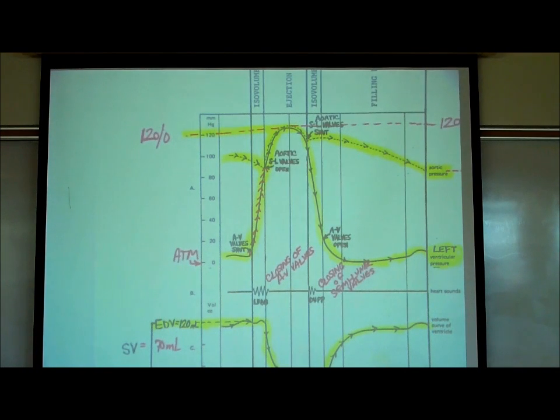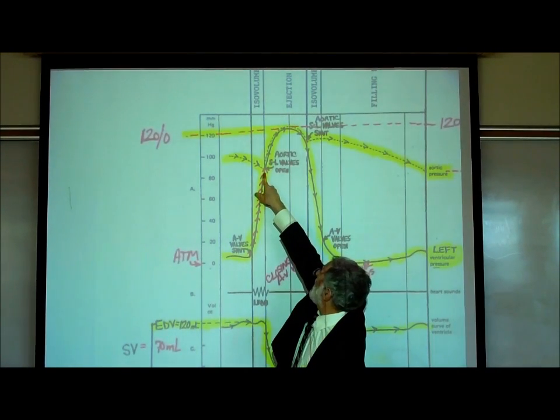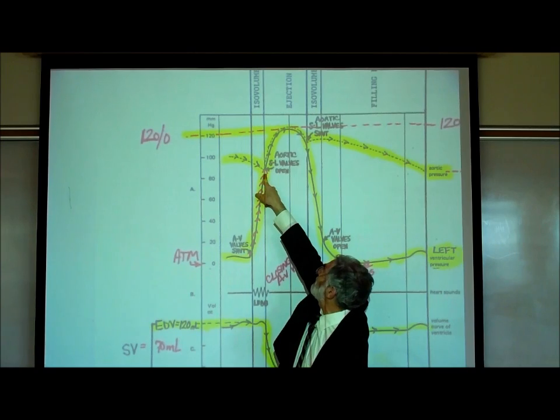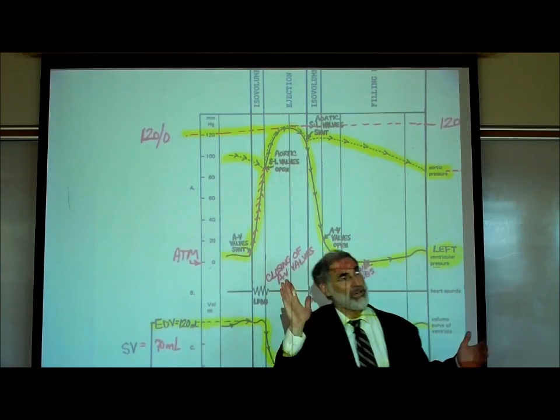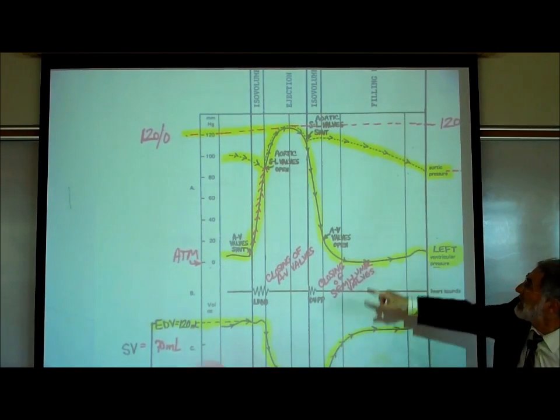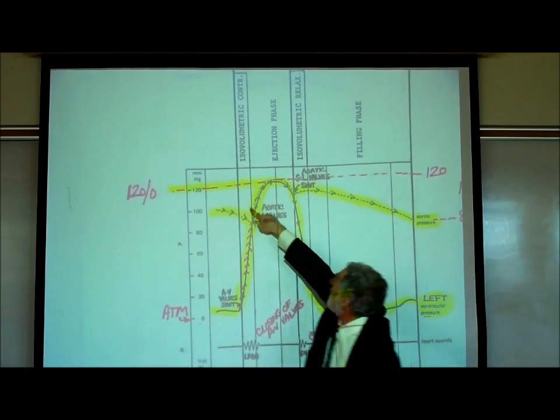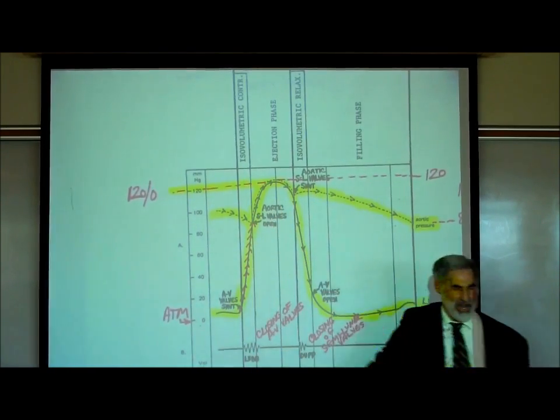But as the pressure rises, when it gets to be about 70, 75, 80 millimeters of mercury, that pushes that aortic valve open. No noise when a valve opens, but that begins the ejection phase. So you'll notice that right here, when it reaches about 75, 80, 85 millimeters of mercury, that aortic valve is forced open. And that begins the ejection phase, right here. The blood is being ejected.